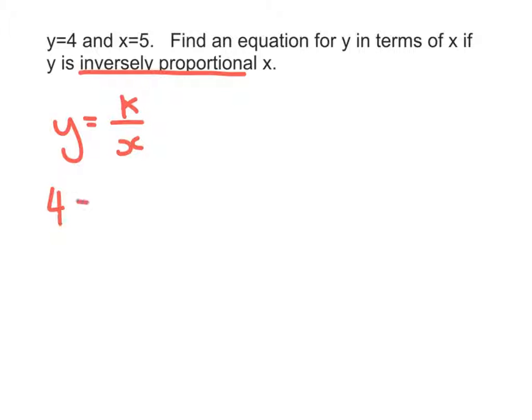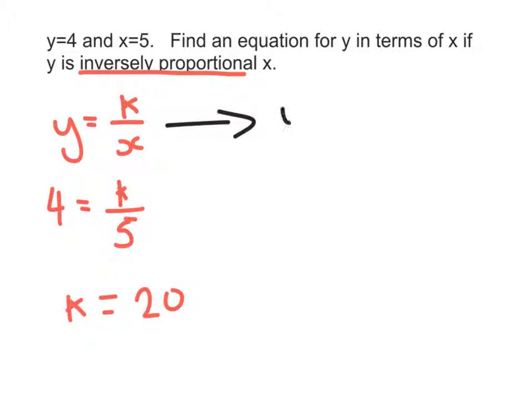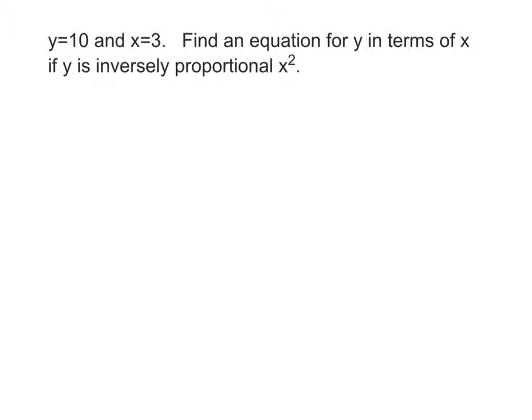If y is 4 and x is 5, this time we multiply to work out k, so 4 times 5 is 20. We take the original equation, rewrite it, but instead of k we put 20. Done.